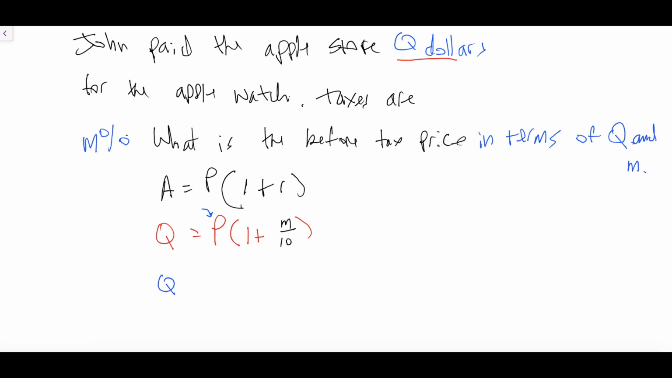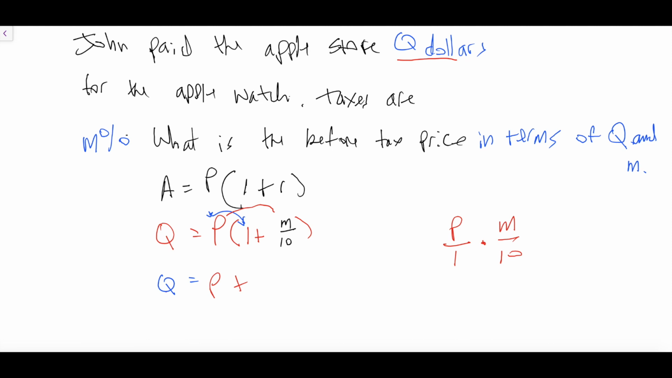So what do you have? P. Then what else do you have? PM over 10, because P is P over 1, times M over 10. In multiplication of fractions, top talks to top and bottom talks to bottom. There's just an invisible 1 right there. So PM over P, one more time, top talks to top and bottom talks to bottom.